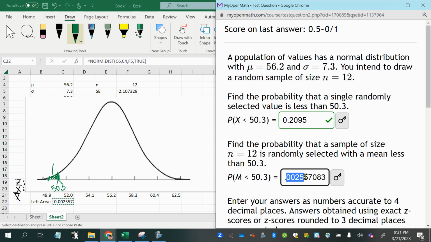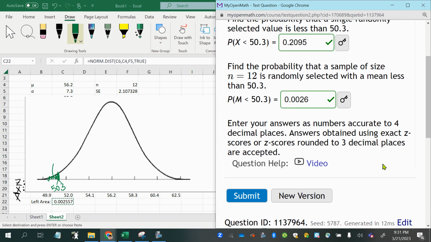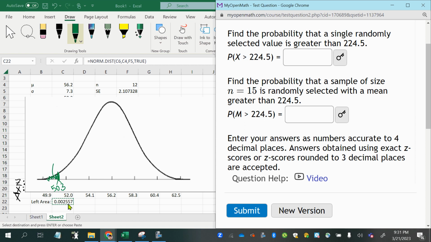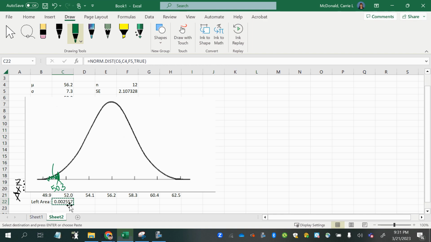Now, what if it was a greater than symbol? Okay, the only difference is that instead of giving this as your final answer, you're going to subtract from 1 to get the area on the opposite side. So we'll go through this again, and since I already have all this set up with my scales, I think we can get this done really quickly.